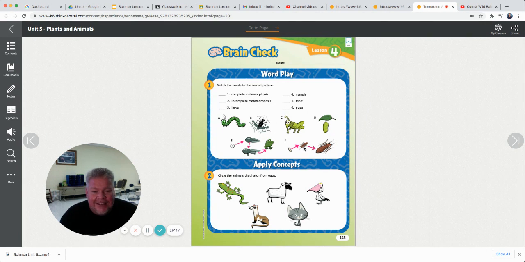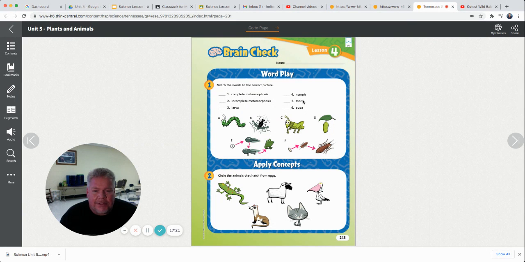metamorphosis, egg, nymph, adult. This looks just like this. It's just much smaller. So that's incomplete metamorphosis because it's not completely changing. It's just growing. Number 3, larva. Larva is like the worm or the caterpillar part. So that's A. So put an A beside number 3. Number 4, nymph. Nymph is like a small version. So I'm going to guess that's supposed to be a little grasshopper there. So we'll put a C on 4.